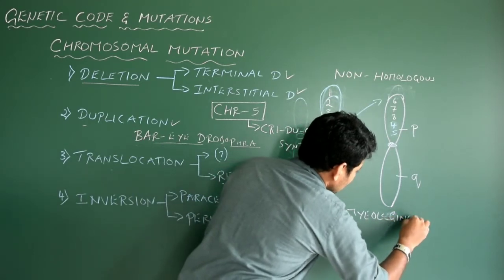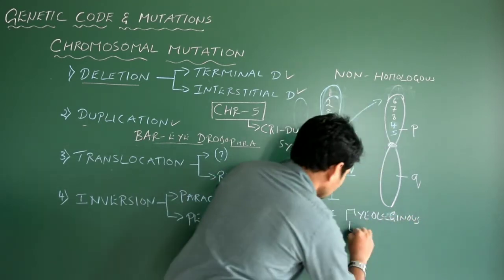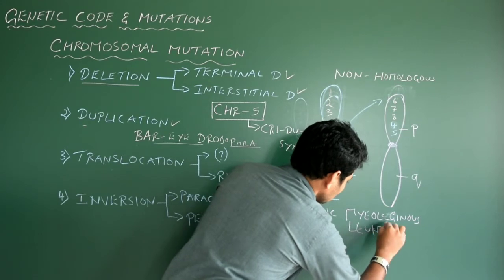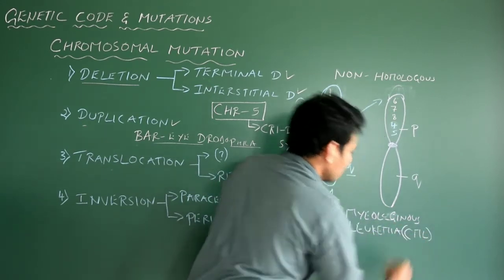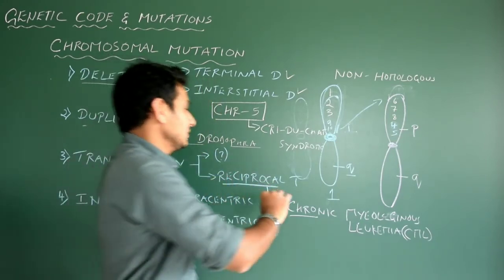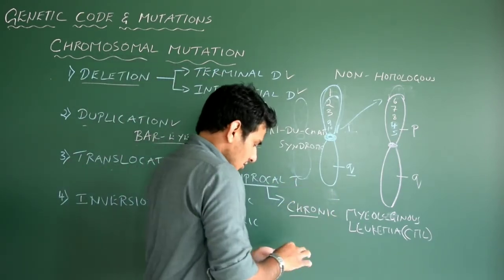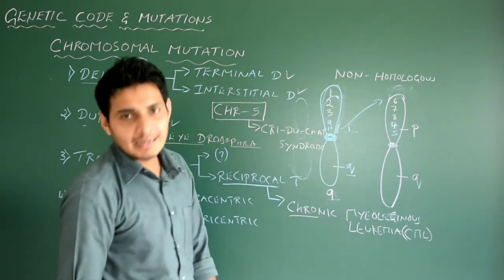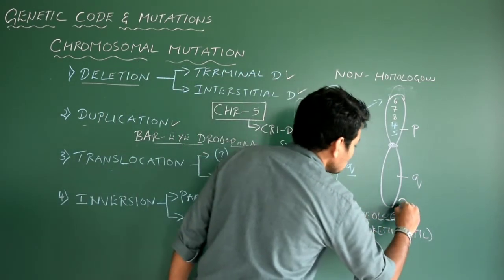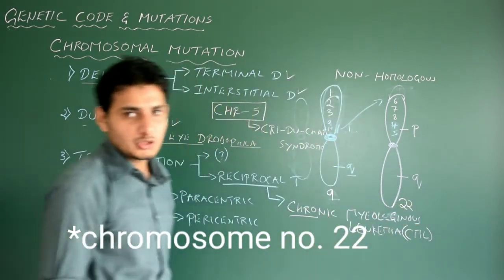myelogenous leukemia. Please copy this. Leukemia, it is also called CML. Why does this leukemia occur? Let us write this chromosome as chromosome number 9 and this is chromosome number 22. So I am changing the chromosome number.